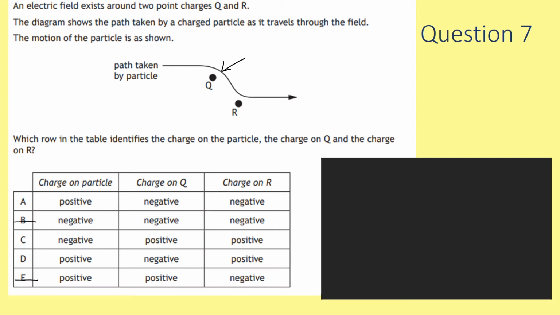Now, as well as being attracted to particle Q, we can see at this point our particle is being repelled by particle R. That means that the charge on our particle taking the path must be the same as the charge on particle R. So I look for options where the charge on the particle and the charge on R are the same. Option A is incorrect because we have positive and negative. Option C is incorrect because we have negative and positive, which leaves us with D.